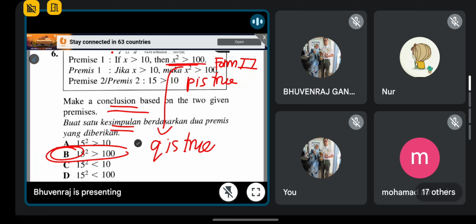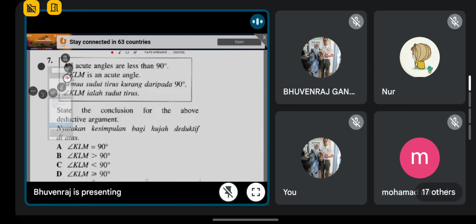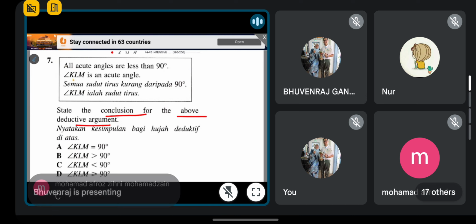15 square greater than 100. Okay, kamu gantikan X sama dengan 15. You substitute X is 15 inside both parts lah. Okay, so next one. I assume all okay, so I going fast a bit because this one all quite easy. Soalan dalam bab ni takkan susah guys, for objective especially. They won't come out with difficult question.